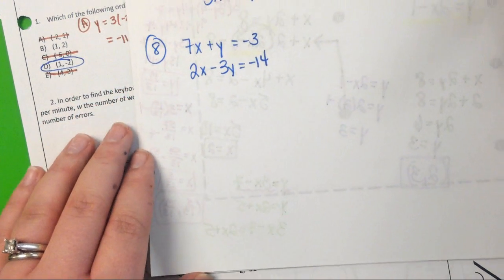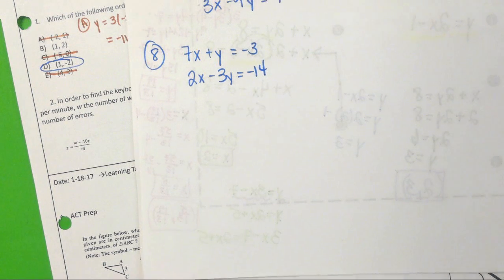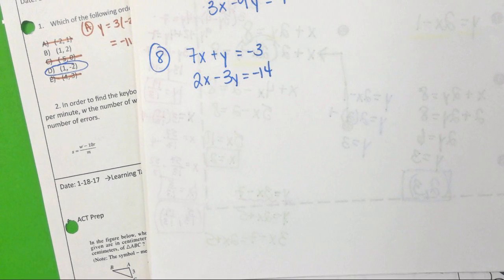You who did so well last nine weeks, and I know how much you love identifying equations, what kind of equation is this? What form is it in? Ax plus By. What is that called? Plus B. Standard form. Standard form.